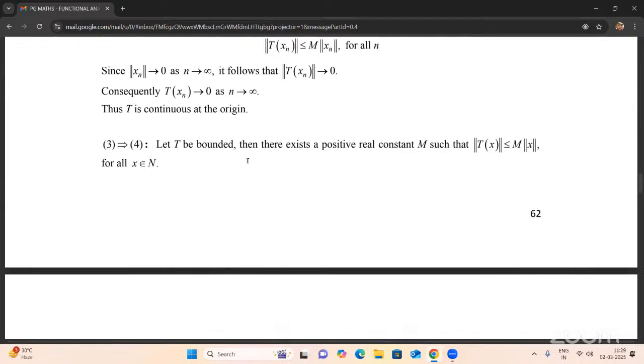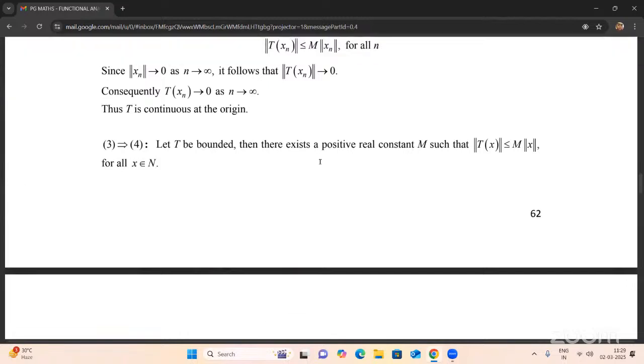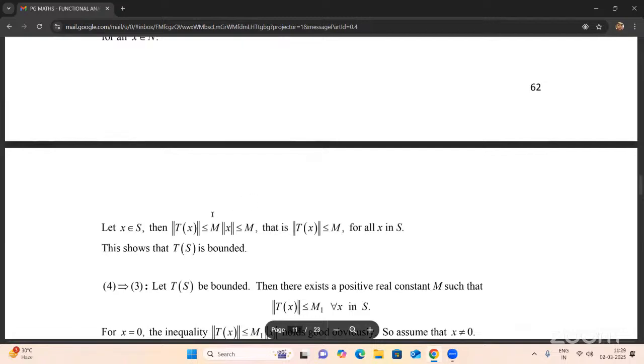Again, we must prove that 3 if and only if 4. First of all, 3 implies 4. Let T be bounded. The fourth condition is the closed unit sphere. So there exists a positive real constant M such that norm T of x is less than or equal to M into norm of x. Now that is the bounded condition. From the bounded condition, M into norm of x is less than or equal to M.